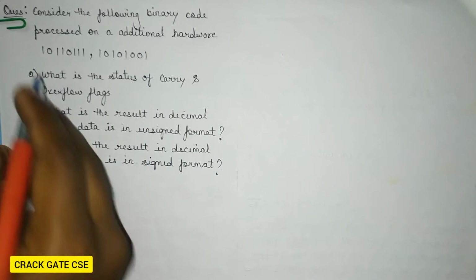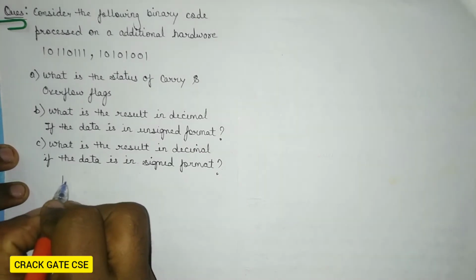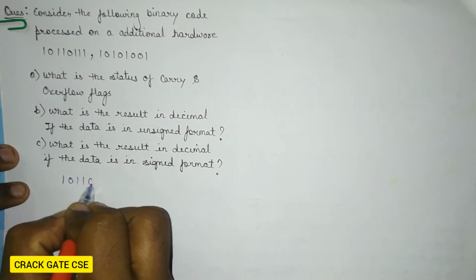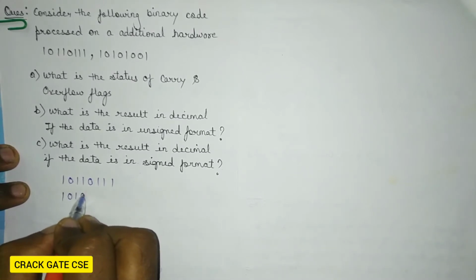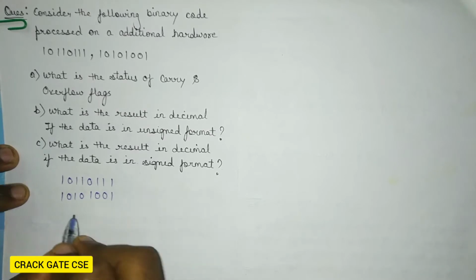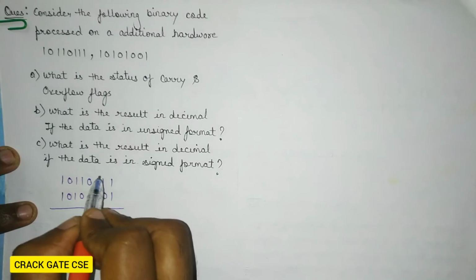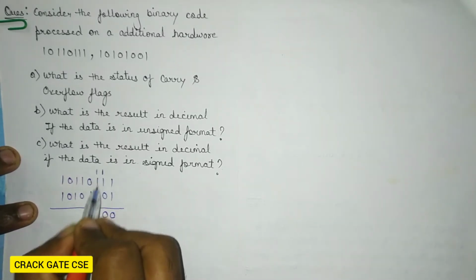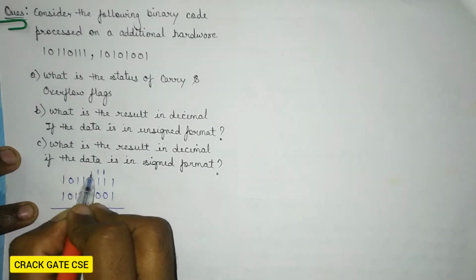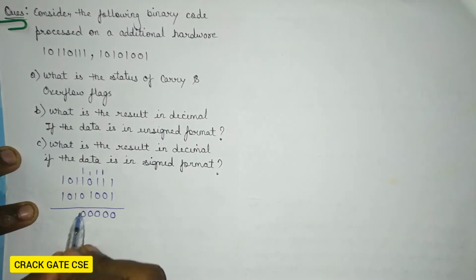So let's quickly add these two binary codes so that we can have an idea of the status of the carry and overflow flag. The codes are 101101111 and the second one is 101010001. If we add these two, 1 and 1 is 2, that means 0 will be here and 1 will be carry. Similarly 1 and 1 is 0, 1 here; again 1 and 1 is 0, 1 here; similarly 1 and 1 is 0, 1 here once again.